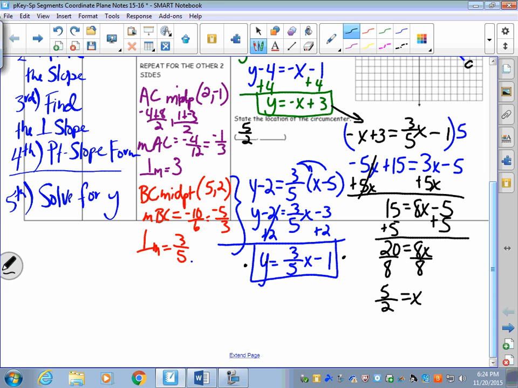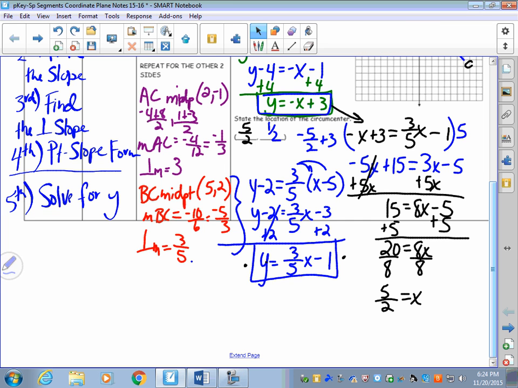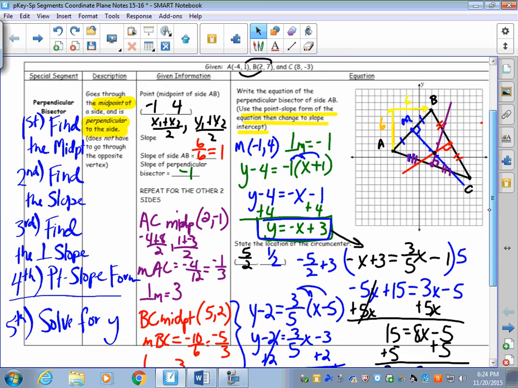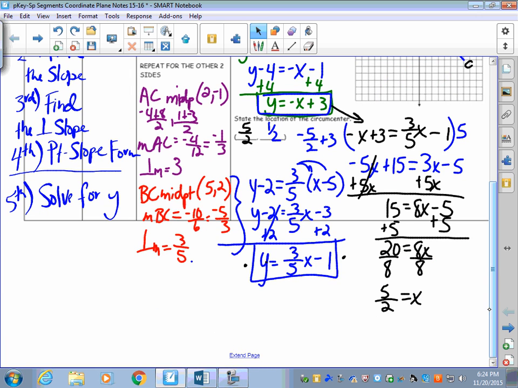I'm going to take this x, put it right here. We had y equals a negative x plus 3. So I'm just going to substitute a negative 5/2 plus 3. Well, what would that simplify to be? That would be 1/2. So there is my location for my circumcenter. It's the intersection of those two lines using a system, substitution, or standard form, using elimination to solve for them.